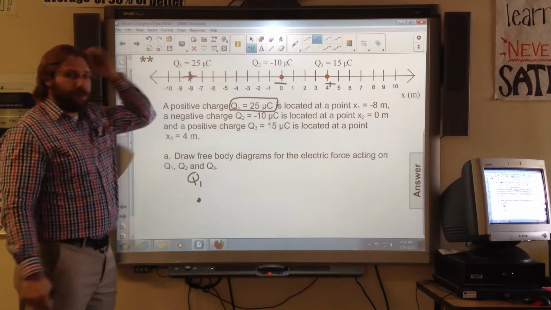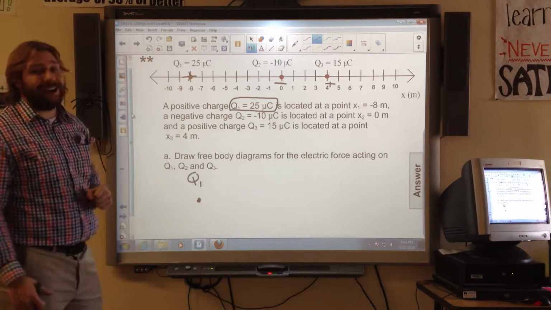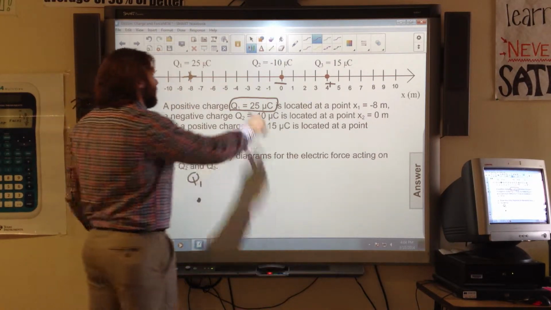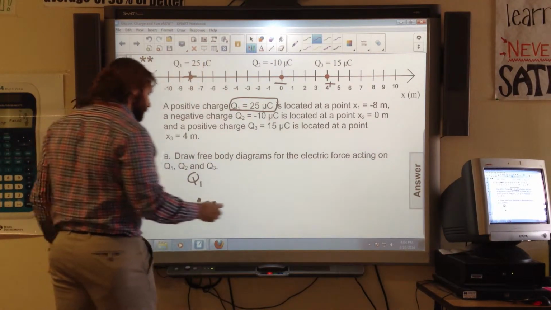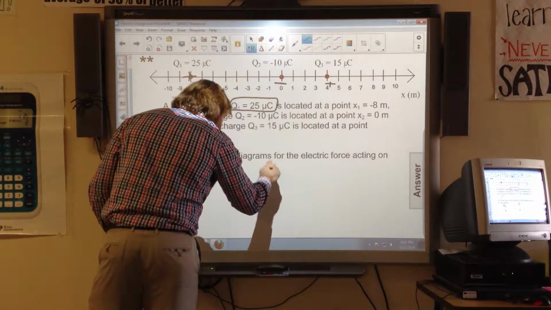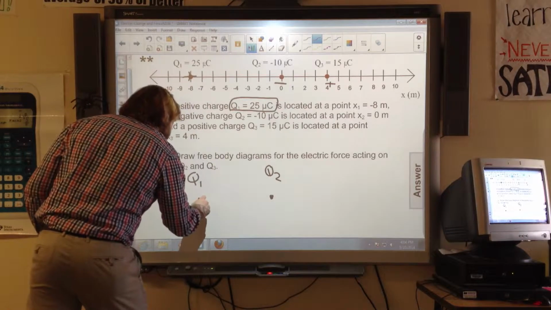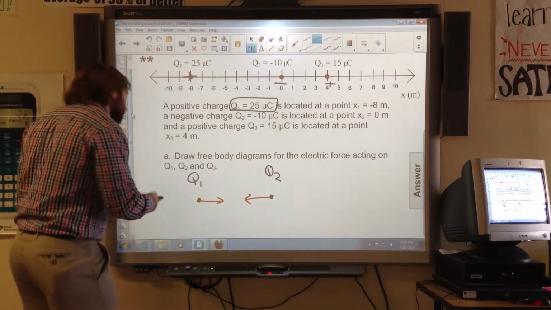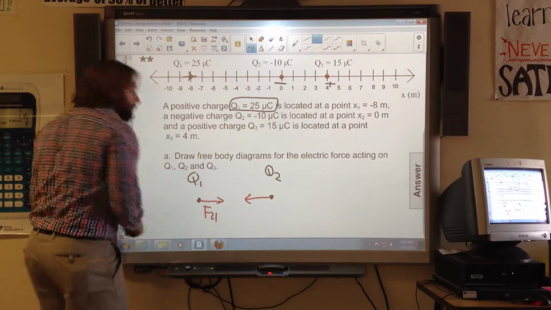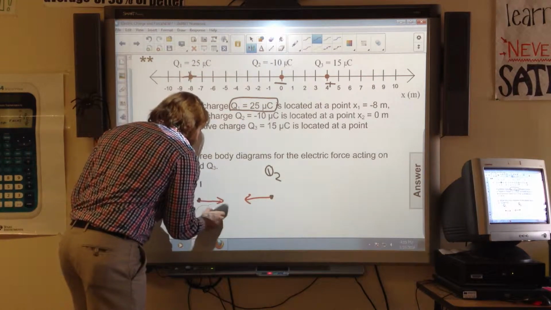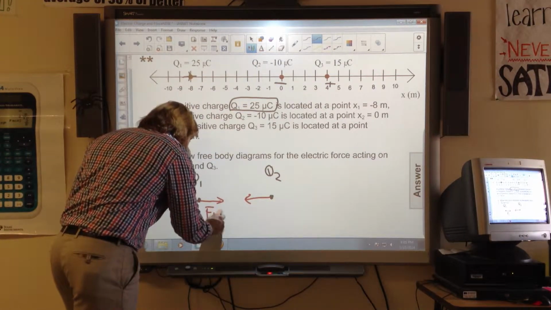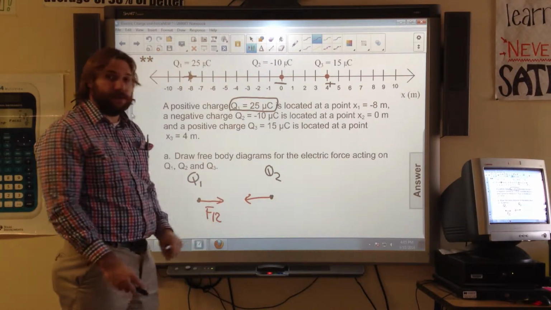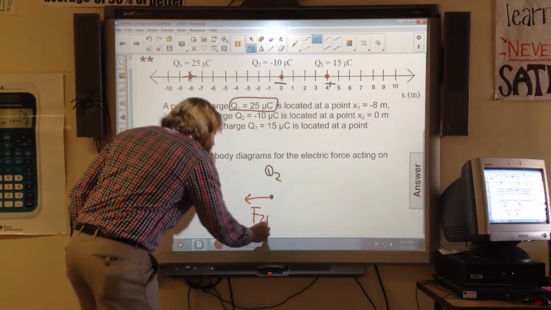So if I look at Q1 and Q2, those two are attracted to each other because opposite charges attract. So I have 25 microcoulombs, that's positive, and -10. They will attract each other. So I can put another dot for Q2 here, and I can draw a force on each one going towards the other. The other thing I have to do is label these forces for later on. I'm going to label this one F12, the force on object 1 from object 2. The second one is F21.